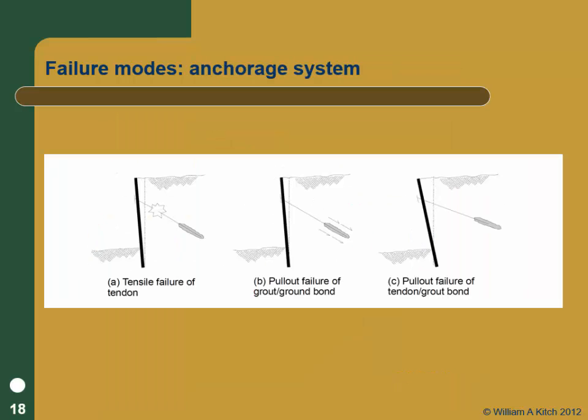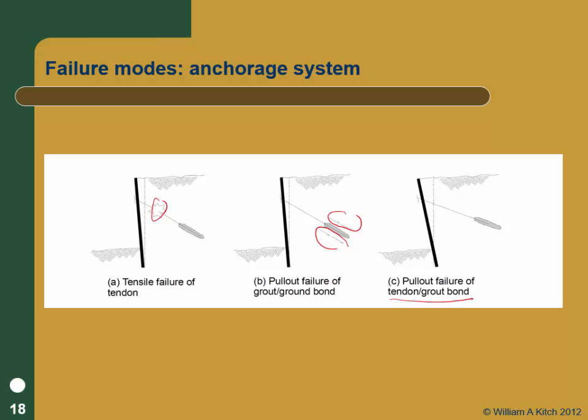And then in the system itself, we can have failure either because we exceed the capacity of the tendons and the tendons themselves fail in tension. We can have pullout. We can have failure of the interface between the grout and the soil, or we can have a failure at the tendon-grout interface.